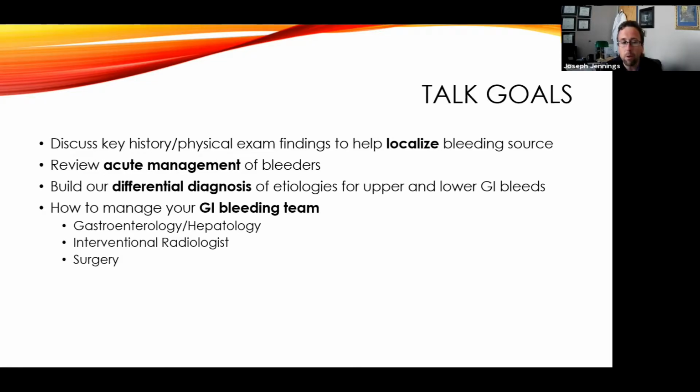How we build our differential, which in the acute management is less important because a lot of the testing is the same. But we want to have an idea of what we expect to find while we're testing these patients, and then long term, what was the root cause of their bleeding, so we can hopefully never let it happen again if at all possible.